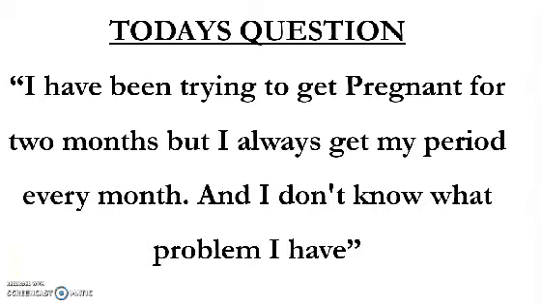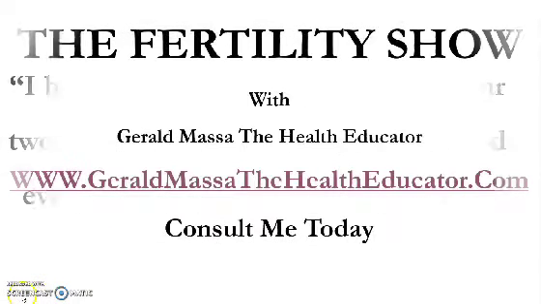I have been trying to get pregnant for 2 months, but I always get my period every month, and I don't know what problem I have. Indeed, today's video we are going to answer a question by one of our subscribers who asked and said that she has been trying to get pregnant for 2 months, but she always gets her periods and she does not know what could be happening. She does not know what could be causing this to happen.